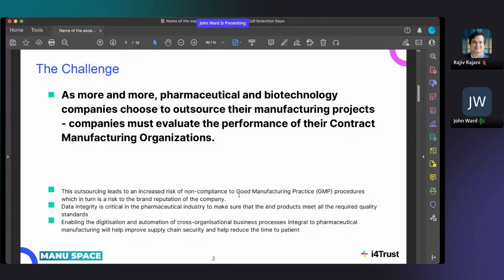Data integrity is essential in the pharma industry to make sure that end products meet all the required standards. And this is for good reason. Any misstep in this myriad of complex supply chains can have life-changing consequences. Enabling digitization and automation of cross-organizational business processes integral to pharmaceutical manufacturing will help improve supply chain security. But more importantly, it'll really help the time it takes to get these medicines, life-saving medicines in many cases, into the hands of the patient. So reducing that time to the patient is a critical factor for the industry.